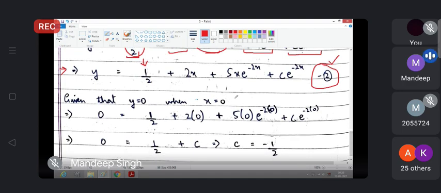Now it is given to us that y is equal to 0 when x is equal to 0. Substitute these values in the solution. We get 0 is equal to half plus 2 into 0 plus 5 into 0 into e raised to the power minus 2 into 0 plus c into e raised to the power minus 2 into 0. This also becomes 0, this also becomes 0. We have 0 is equal to 1 over 2 plus c, which gives us the value of c as minus 1 by 2.